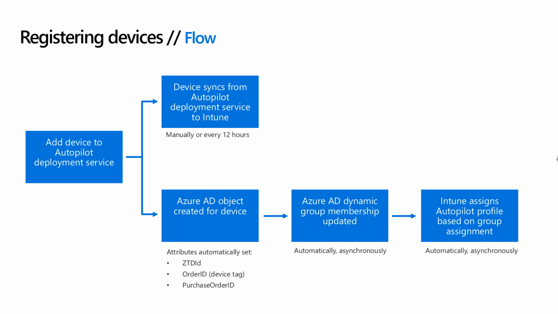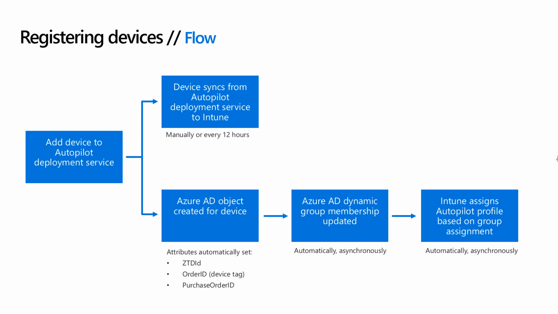Okay, the flow one more time, if previous slides were not very clear for you. So first of all, you need to add the device to the Autopilot deployment service. Then you need to sync your devices between Autopilot and Intune. You can do it manually, you have a sync button. You can click this button and devices will be synced to Intune, or you can just wait and it will be done automatically every 12 hours.